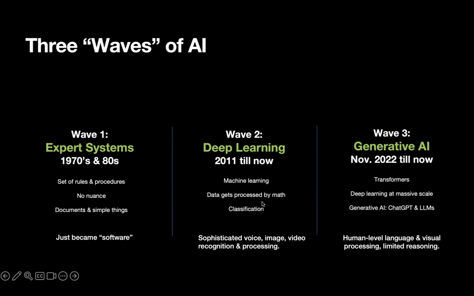I have a little bit more to say about deep learning in a moment, but data is basically processed by math, very good at classification. This is where we found things like sophisticated voice, image, video recognition, and processing. And as we'll see in a moment, almost every AI you're actually using right now is probably deep learning or some variant of it. The thing that's got everybody excited is wave three, and that's generative AI.